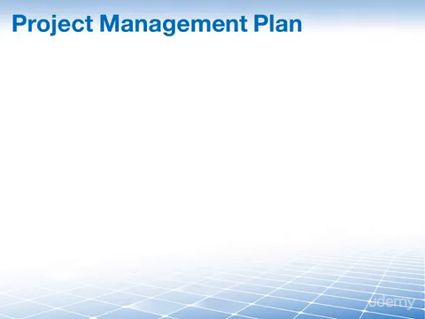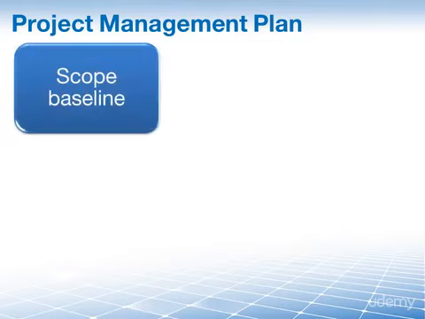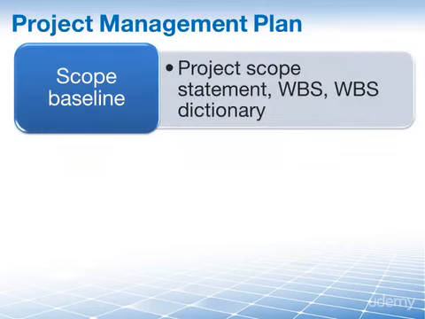So our first input, the project management plan, is an input because it has components which contain information that impacts planning of cost management. For example, there is the scope baseline. This defines the scope of the work to be done. The scope is described at a high level in the scope statement, but also defined at a more granular level through the hierarchical decomposition in the WBS and the associated WBS dictionary.